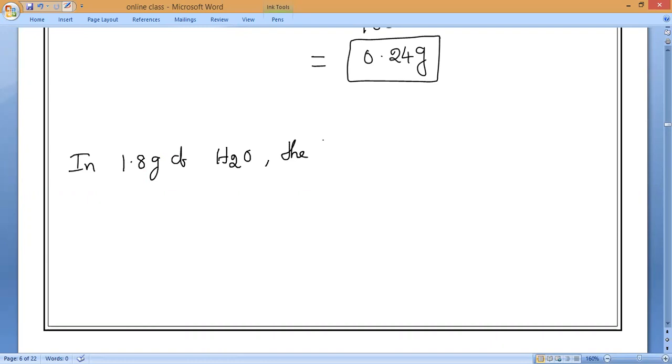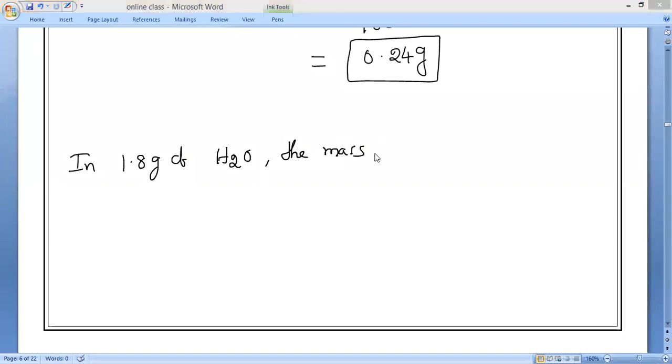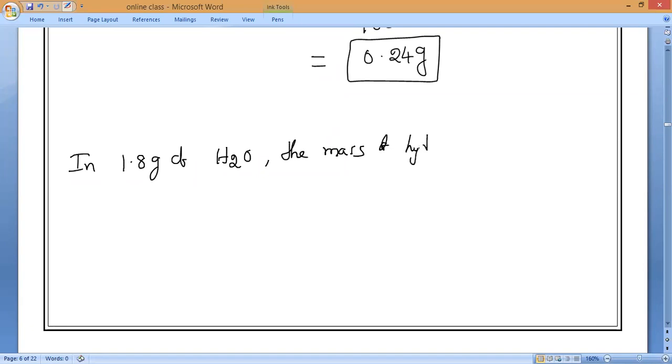You tell me. Sir, okay, H2O. The mass of hydrogen is, Divya, are you understanding? The mass of hydrogen is, if you take the formula. So what is that, guys?